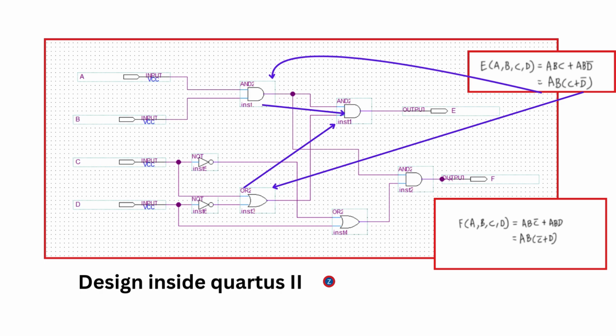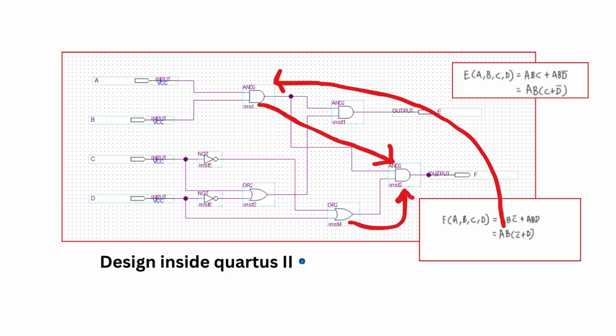As we can see here, A and B go into an AND gate first, and C and D bar go to an OR gate, and then from that OR gate we go to another AND gate to get the output E.